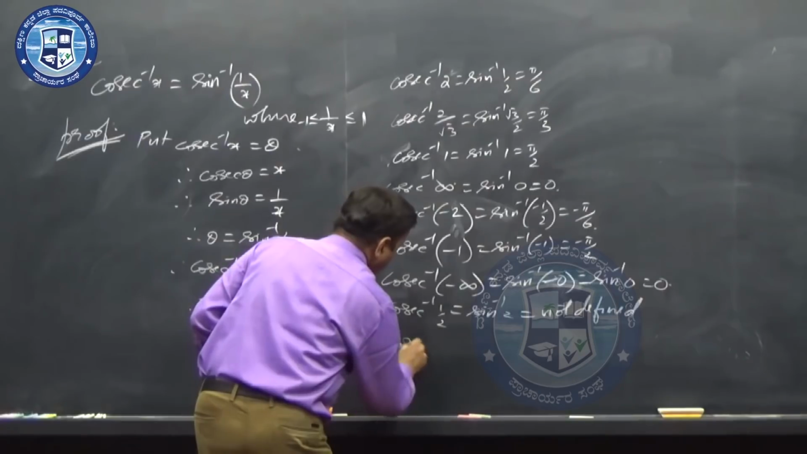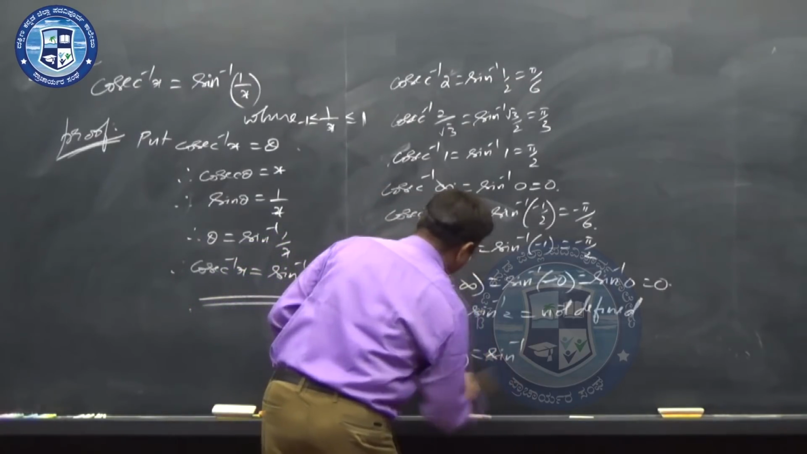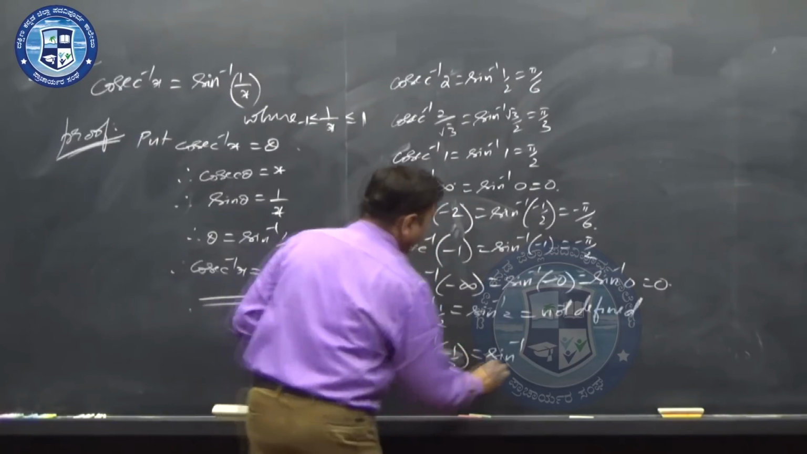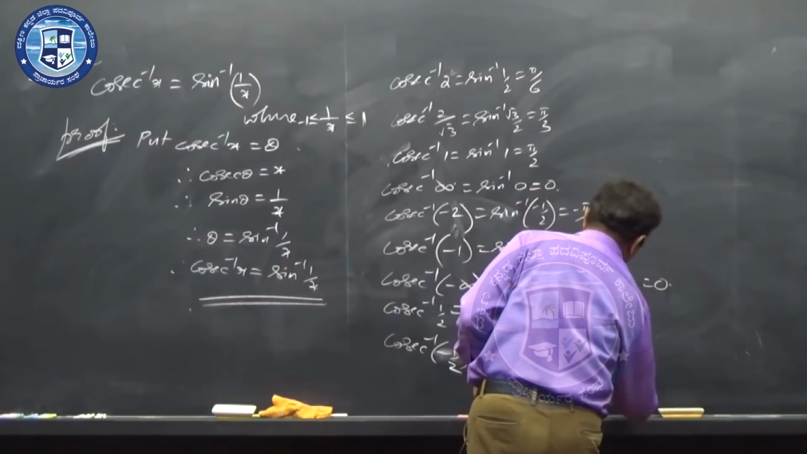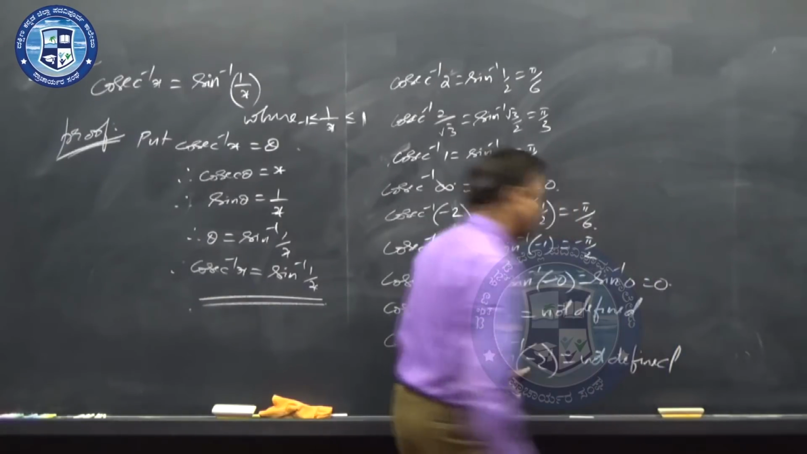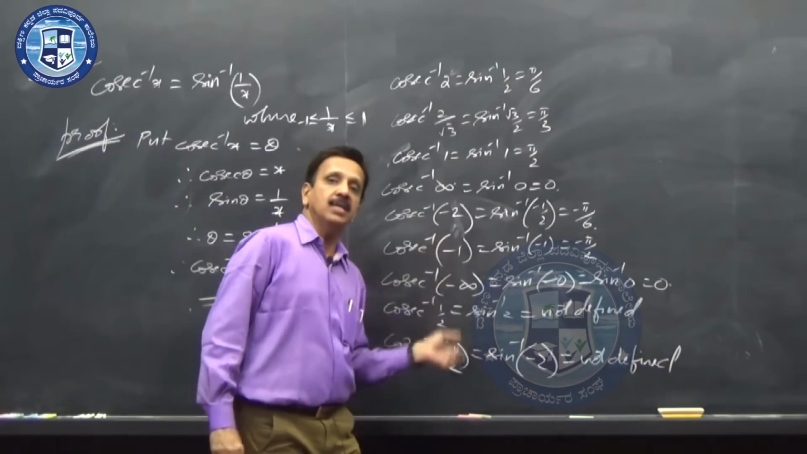Similarly, cosec inverse minus half is equal to sine inverse minus 2, not defined. For the same reason, because minus 2 is less than minus 1. In sine inverse x, x should be between minus 1 and plus 1.